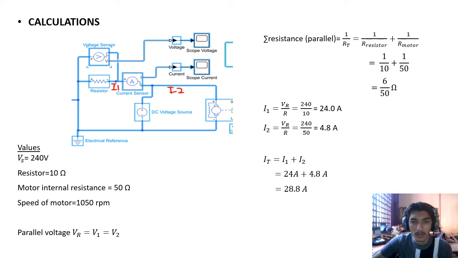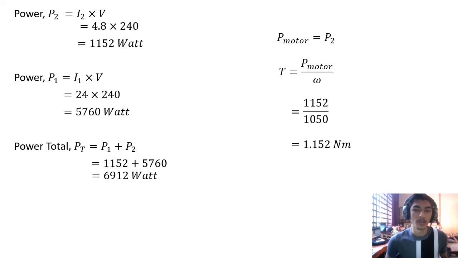For I2, we will use the same value of V, but we will use the resistance of the motor, which is 50 ohms. So next we will total the whole I in the circuit, so it's I1 plus I2, 28.8 amperes. So next we will be calculating the power. For the power of the current that flows onto the motor, we use I2 multiplied by the voltage, and we will get 1152 watts.